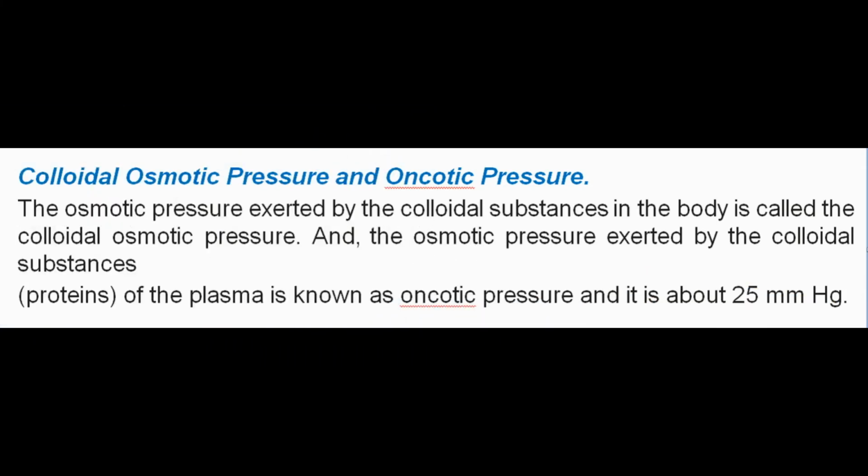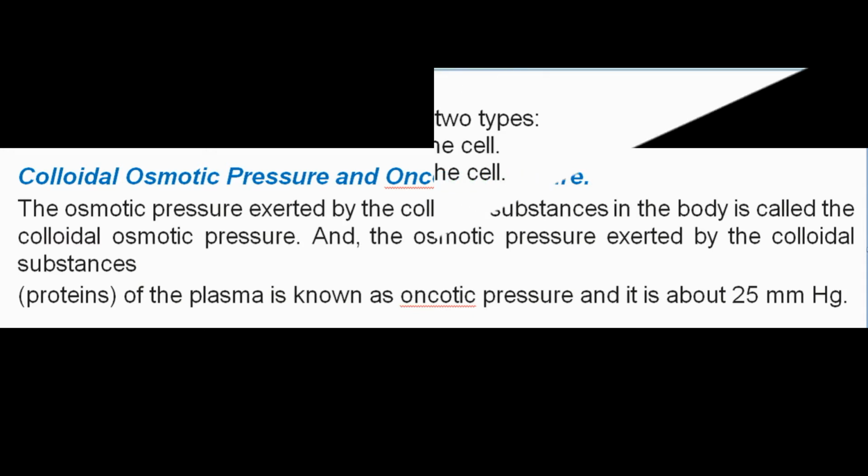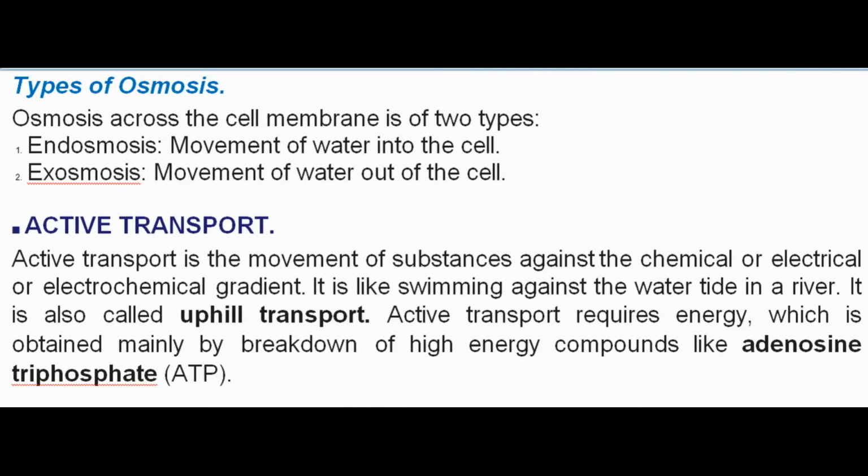Colloidal osmotic pressure and oncotic pressure. The osmotic pressure exerted by the colloidal substances in the body is called the colloidal osmotic pressure. And, the osmotic pressure exerted by the colloidal substances, proteins, of the plasma is known as oncotic pressure and it is about 25 mm Hg. Types of osmosis. Osmosis across the cell membrane is of two types: endosmosis, movement of water into the cell, and exosmosis, movement of water out of the cell.